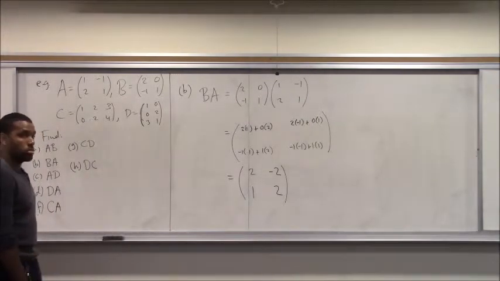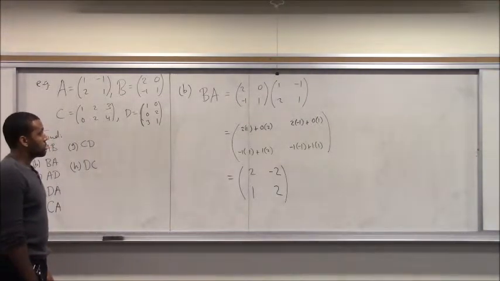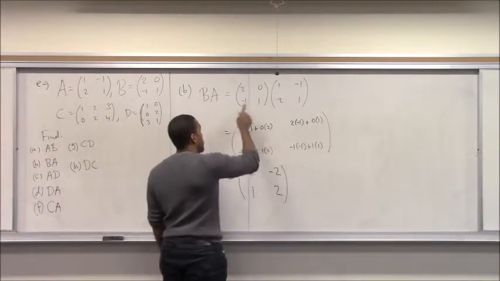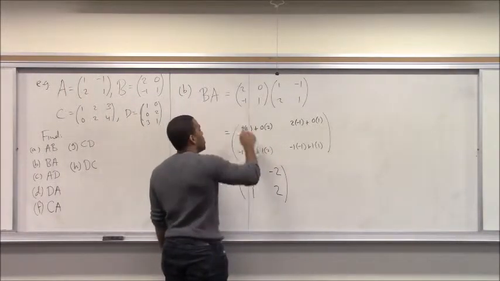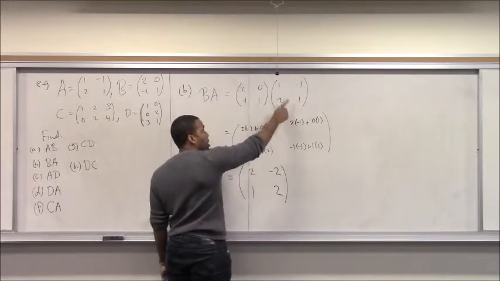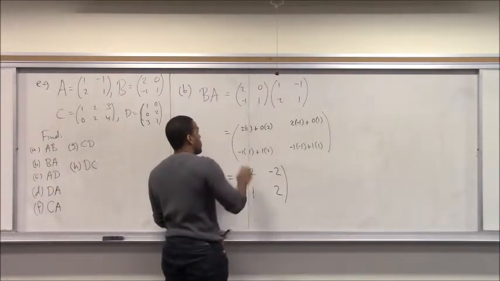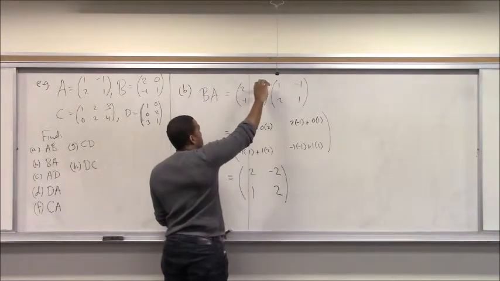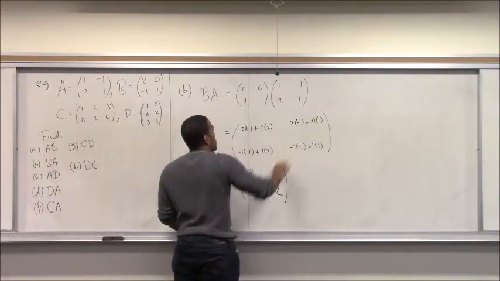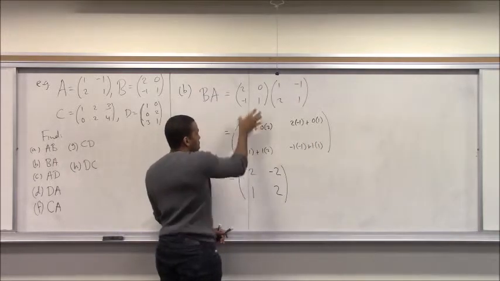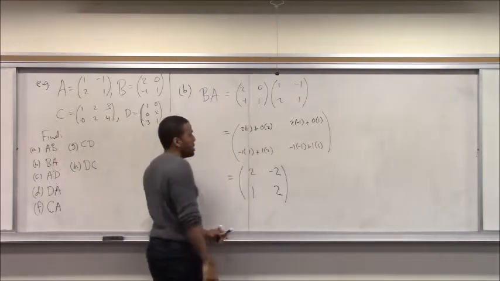Okay, so the first row goes with the first column. The rows are controlled by the A, and the columns are controlled by the B. That's how you want to think about it. So if you take the first row of A, that will generate the first row of this. Take the second row of A, that will generate the second row. And the columns, you'll notice that they come from the columns of B.